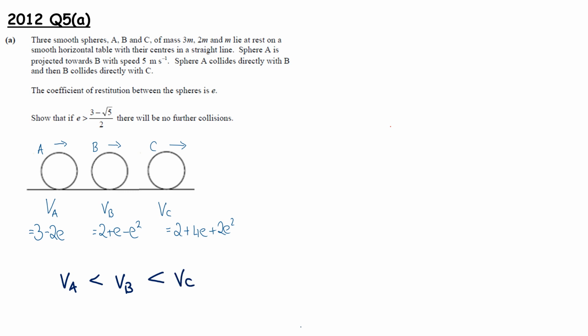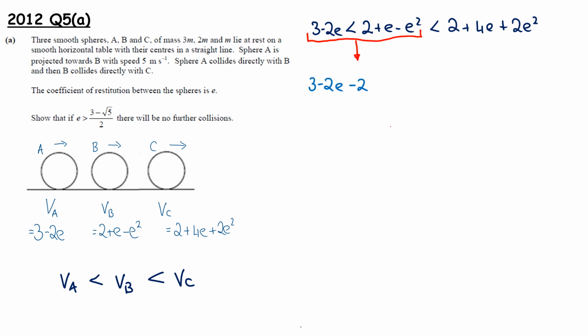What that looks like for us is 3 minus 2e must be less than 2 plus e minus e squared, and in turn must be less than 2 plus 4e plus 2e squared. We only have to work with one part of it, so I'm going to work with this part because there's a nice left hand side there in 3 minus 2e. Otherwise I have 2 quadratics, but it doesn't really matter. So here we have 3 minus 2e minus 2 minus e plus e squared is less than 0. That is e squared minus 3e plus 1 is less than 0.